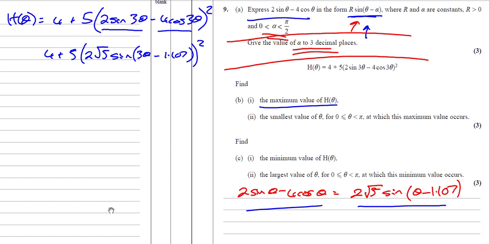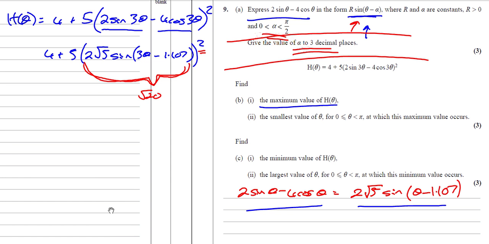Now, we know that the maximum value that this thing inside the brackets could ever be is our value of r. Because remember, r is usually the maximum, and the negative is going to be the minimum. So the maximum inside these brackets could ever be is going to be 2 root 5 or root 20. And then what they're going to do is square it.